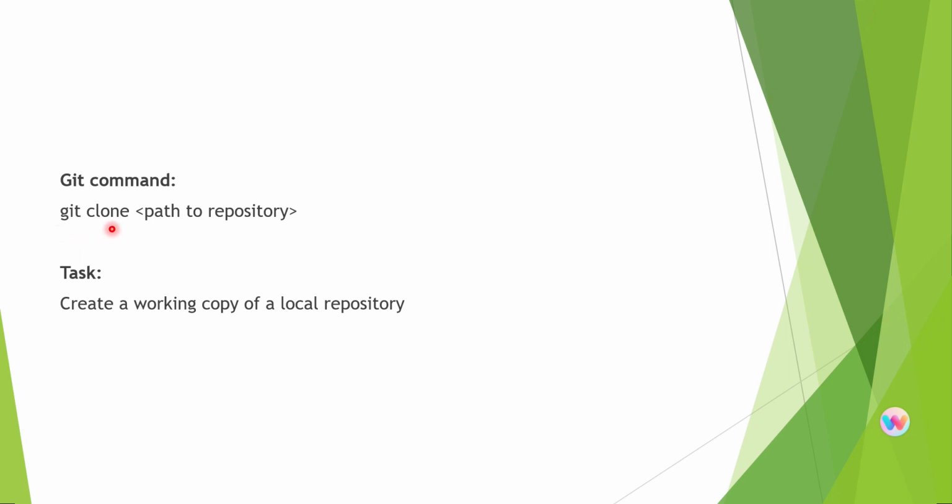The git clone command actually checks out a remote repository. It creates a working copy on our development machine, and this is the path to the remote repository.